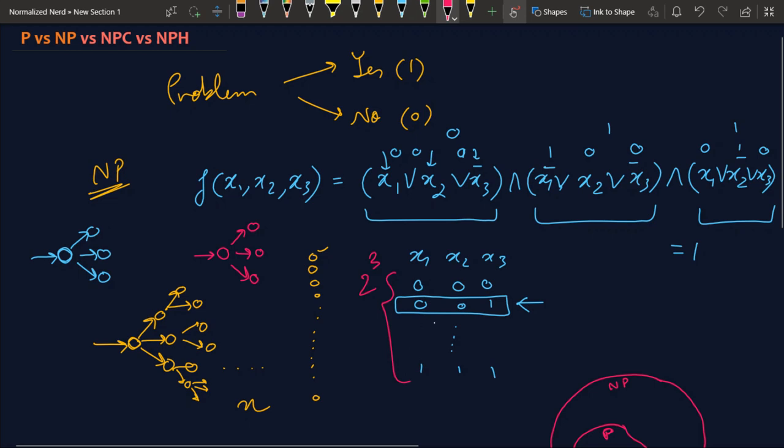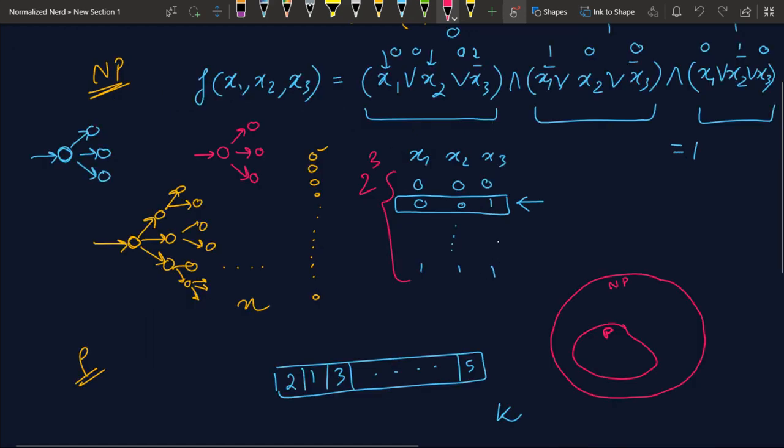And if we're going to check all of them one by one by our deterministic algorithm, it will take us exponential time, well, 2 to the power n to be precise. According to our current understanding, there is no deterministic algorithm which can solve this problem in polynomial time. So we cannot write this problem here. We have to write this problem somewhere here. Okay, so it belongs to NP, but currently it doesn't belong to P.